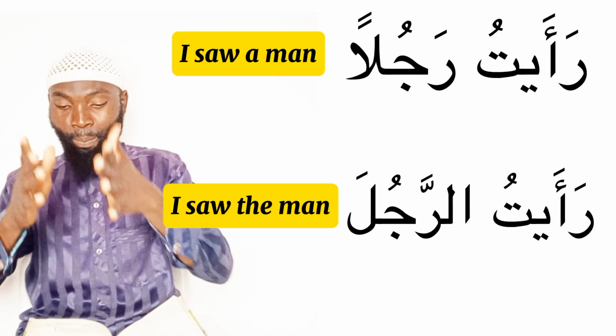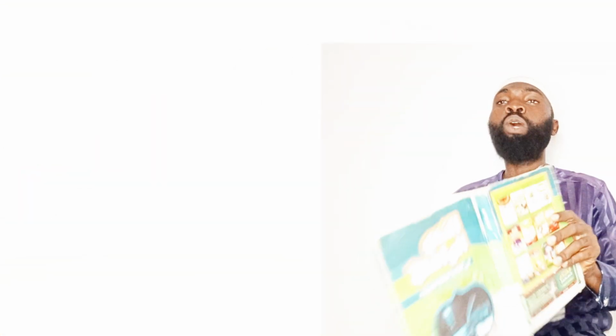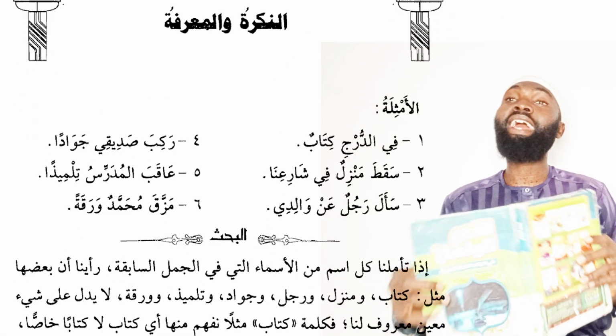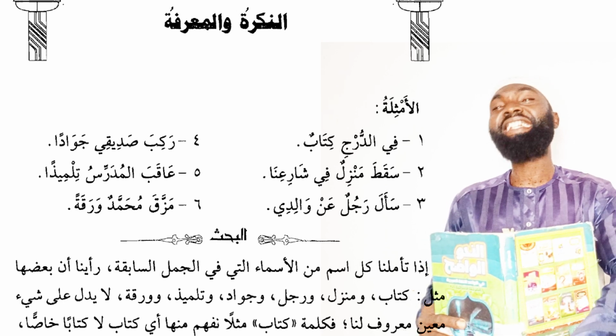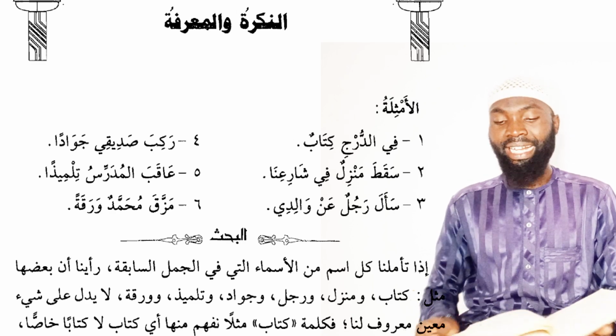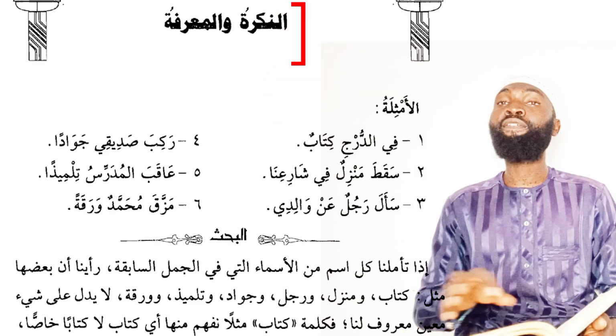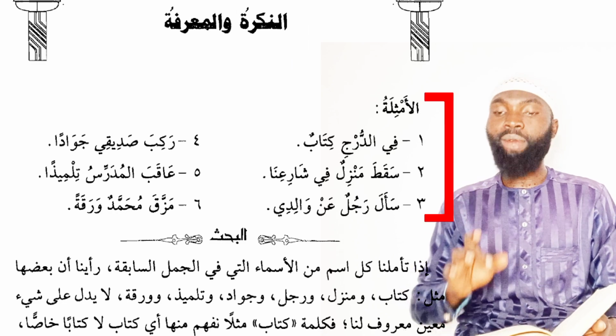So this is the topic of today, and we are still using our book An-Nahwul Wadih, which is the grammar book that I have recommended that we all should try to purchase our copy or at least download the PDF file through the link placed in the description box. Let's come back here. We have Al-Ma'rifatu wan-Nakira, which is definite and indefinite. Al-Amthila, we have examples here.